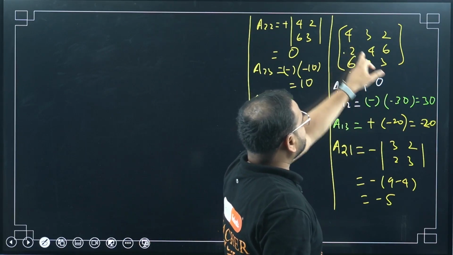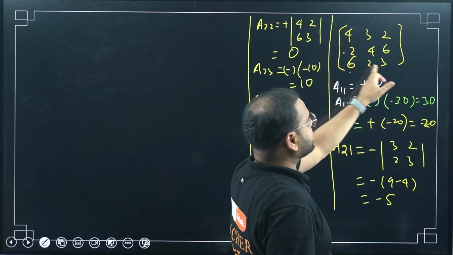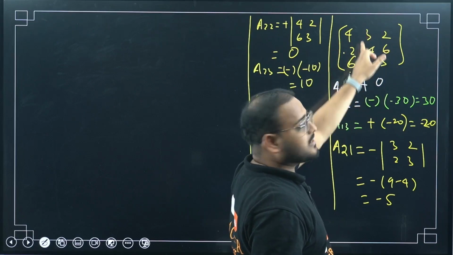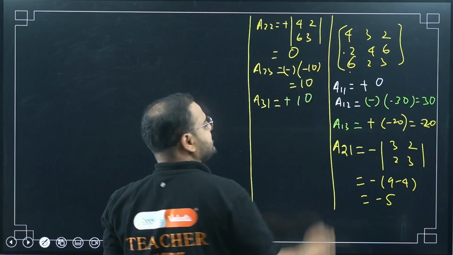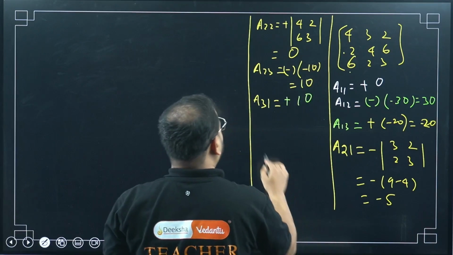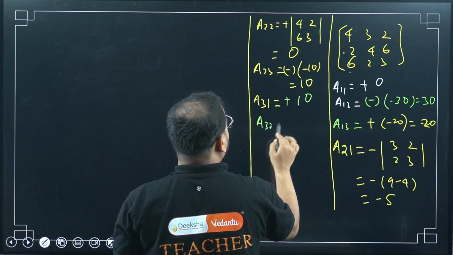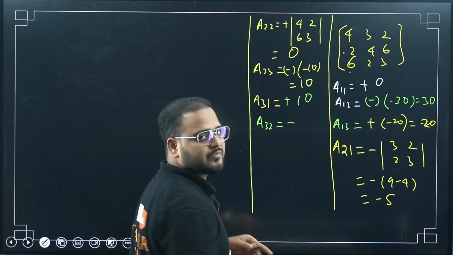I'll cancel the first column and the third row. 6 times 3 is 18, minus 8, since 4 times 2 is 8. So simply plus 10. Yes or no? Yes, sir. What about A32? Again negative, because 3 plus 2 is 5, so negative.